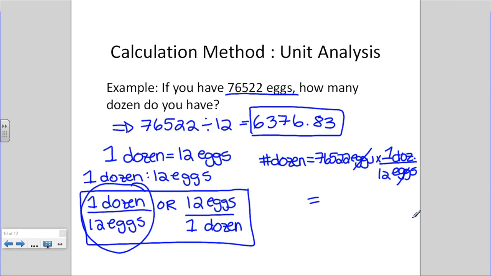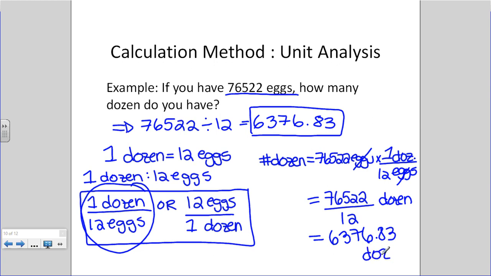And in your calculator, you're going to end up doing the same thing, divided by 12, but how we would read this would be 76,522 times 1 divided by 12. And I'll know I'll be left with dozen. So you don't have to show this step, but that's what we're doing. And then you'll get the same answer, 6,376.83 dozen. So hopefully you've got a little bit of an idea of how we're going to use our units to solve problems.